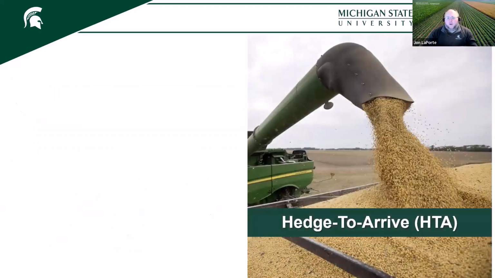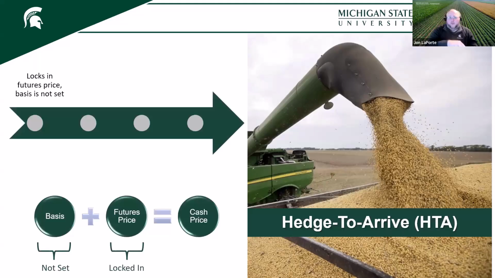And so that's where we're going to want to think about using what's called a hedge to arrive, or an H2A. This is really the flip reverse of a basis contract, where we're going to lock in the futures price because we like that, but we don't like basis. We think it's too weak. So we're hoping it's going to get a little bit stronger. Essentially, it's a true advantage when that basis is really weaker than normal.